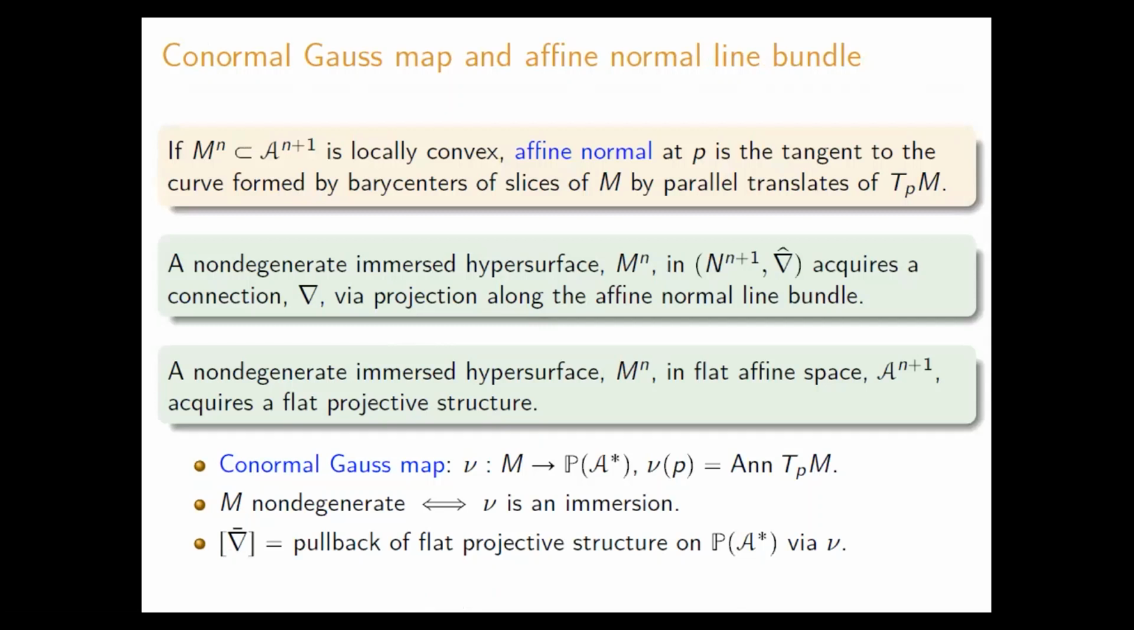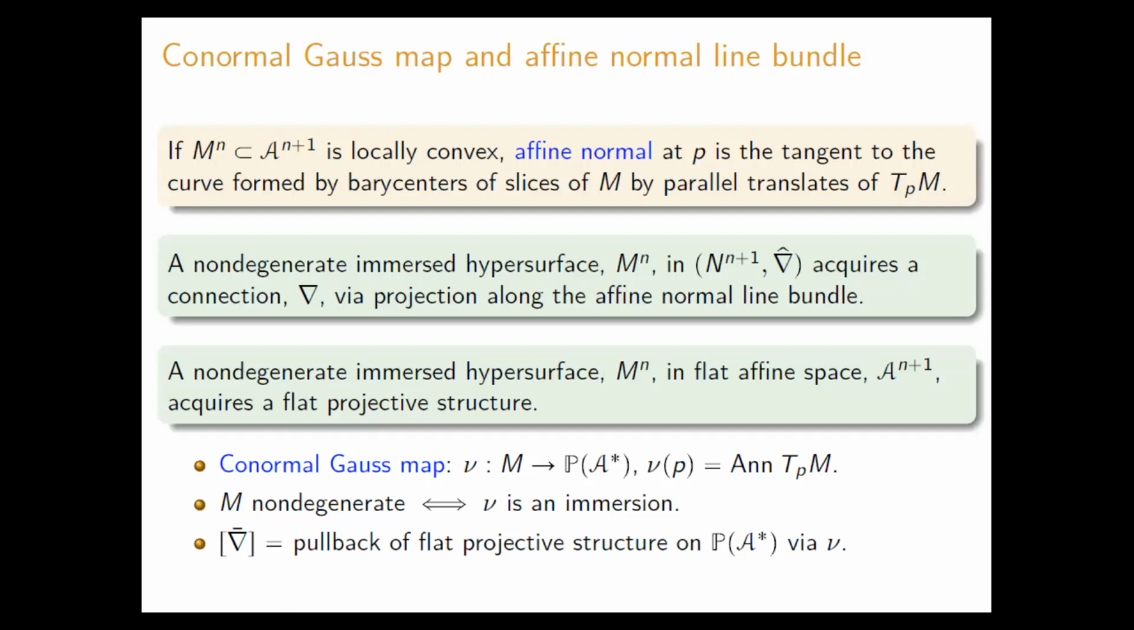And the way I get it is via what goes by the name of the conormal Gauss map. I associate to a point of the hypersurface the annihilator of its tangent space, viewed as an element of the projectivization of the vector space dual to the ambient flat affine space. It's easy to check that this map is an immersion if and only if the hypersurface has non-degenerate second fundamental form. In that case, I can pull the flat projective structure on this projective space back via the conormal Gauss map to get a flat projective structure on the manifold.